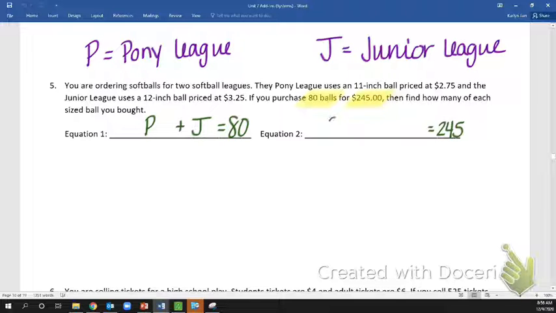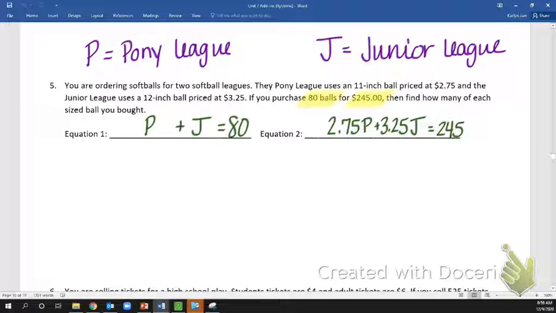It costs $2.75 for the Pony League softballs, and it costs $3.25 for the Junior League softballs. So we now have our two equations, and since they are in standard form, we're going to have to use the linear combination to solve this one.